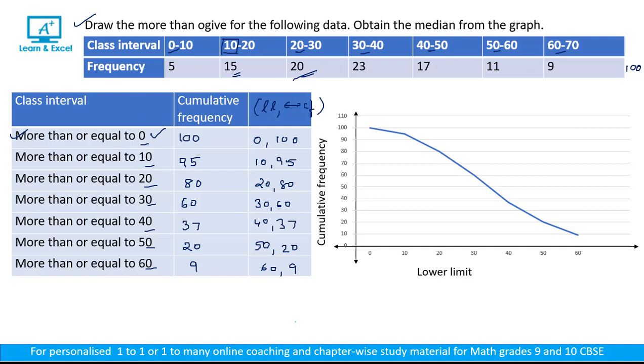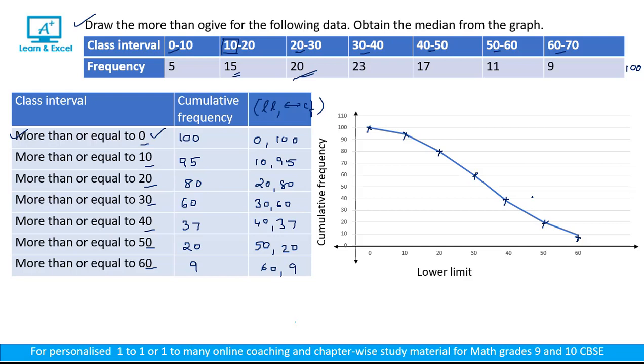So the point 0, 100 will be over here. The 10, 95 point is here. Then the next point, 20, 80, is here. Then the 30, 60 point is over here. Then 40, 37 is over here. 50, 20 is this point, and 60, 9 is this point. Now we join these points with a smooth curve like we have shown over here.